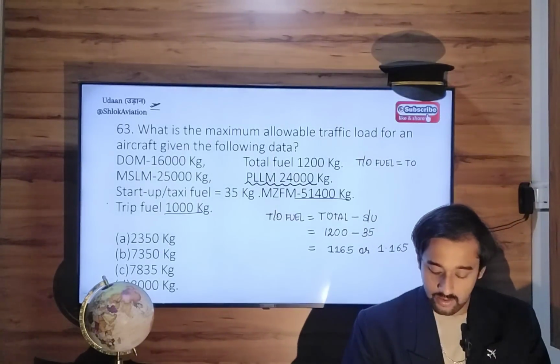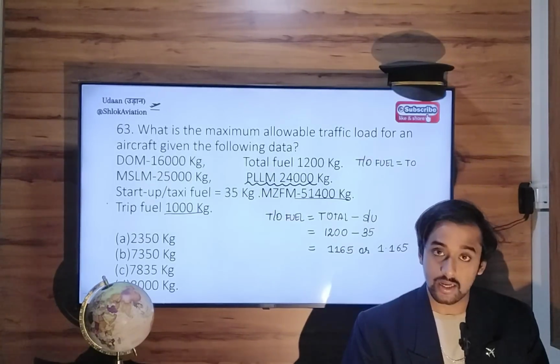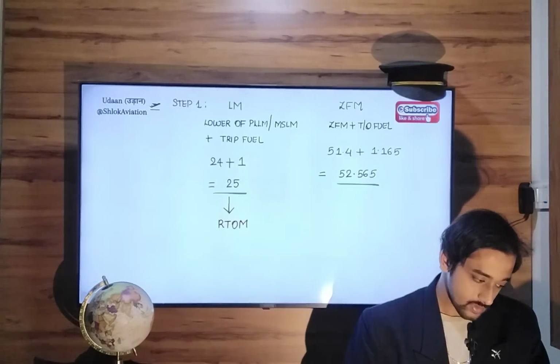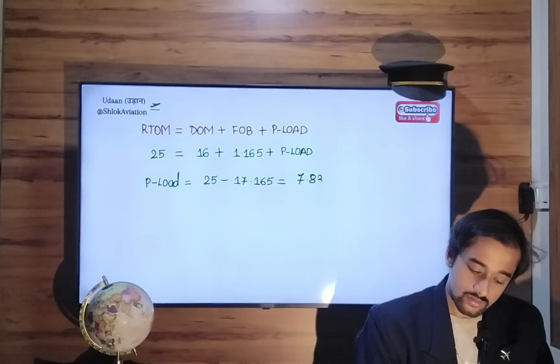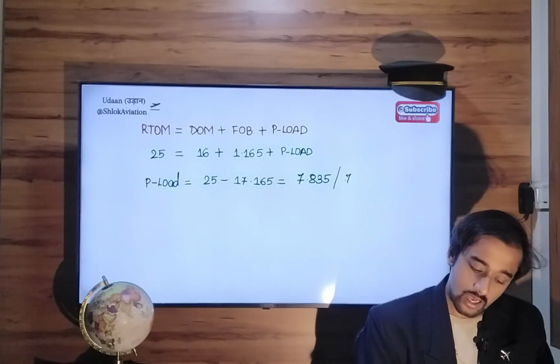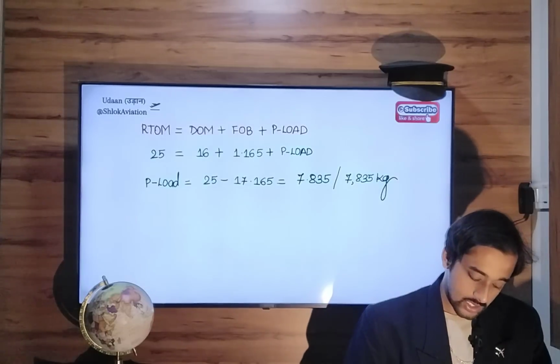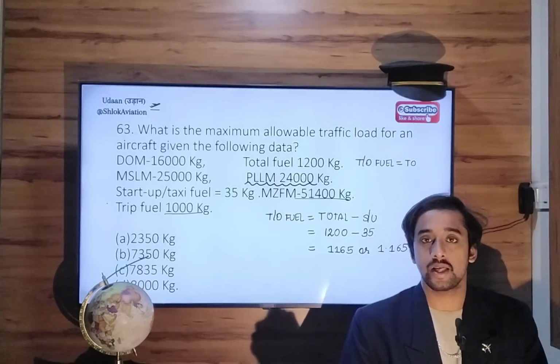So 25 minus 17.165 is 7.835. Okay. So payload will be 7.835, meaning 7,835 kg. Okay. So select option number Charlie, 7,835 kg.